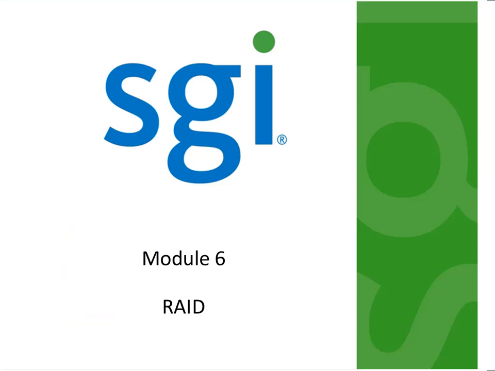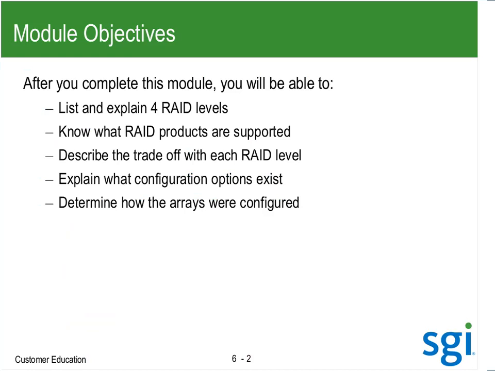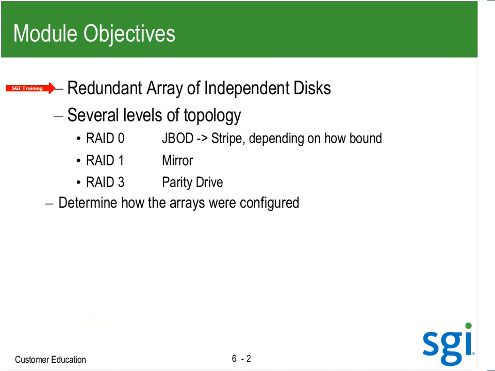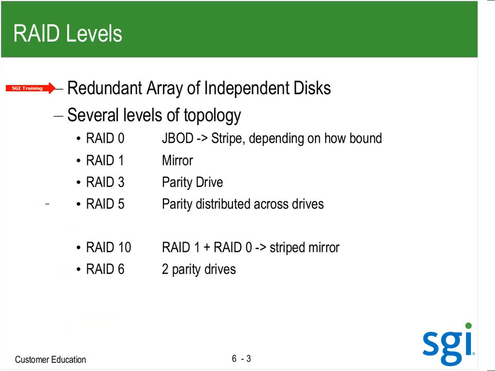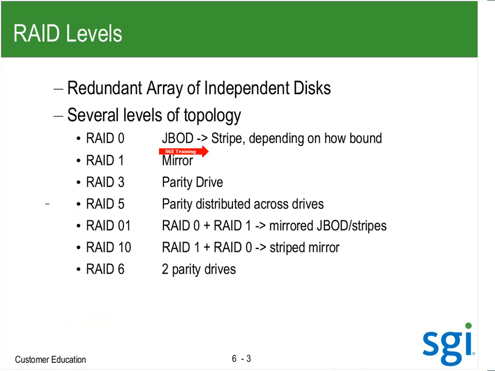Okay, so RAID. Talk about RAID levels, and basically I want to get into the configuration and how they're configured. So, RAID, redundant array of independent or inexpensive disks. We have several levels, and we use the word topology to say how these spindles or independent disks are put together. RAID 0 is striping, or what we might call JBOD, just a bunch of disks. RAID 1 is mirroring. RAID 1 will have performance impact on writes.